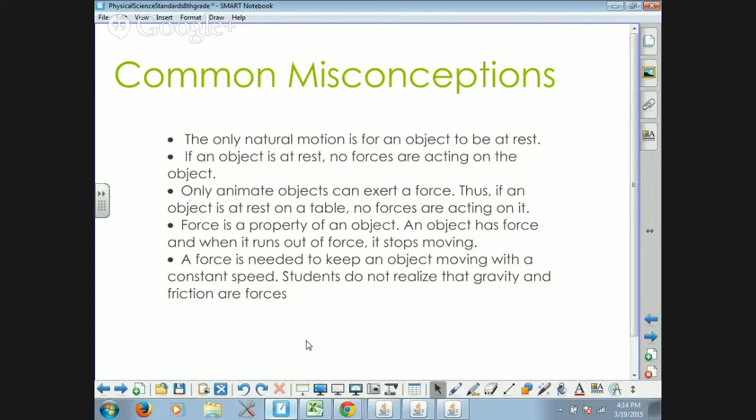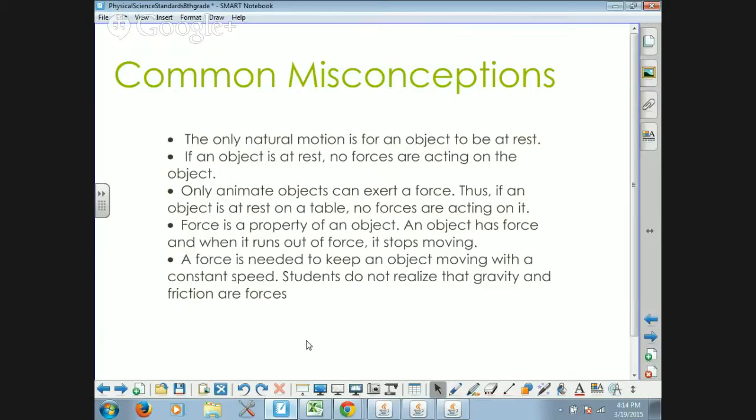Only animate objects can exert a force. Thus, if an object is at rest on a table, no forces are acting upon it. Again, no, that's a misconception. Force is a property of an object. An object has a force, and when it runs out of the force, it stops moving. Some of these misconceptions are the same as in the last video. And a force is needed to keep an object moving with a constant speed. Students do not realize that gravity and friction are forces.